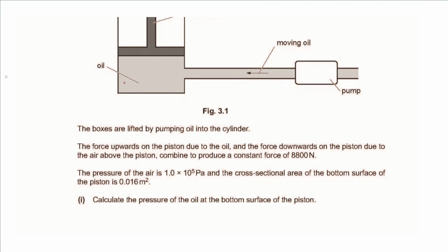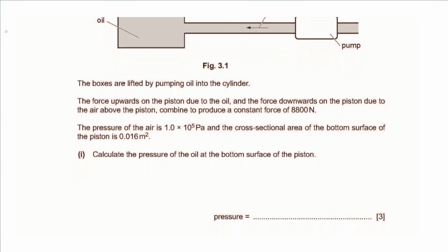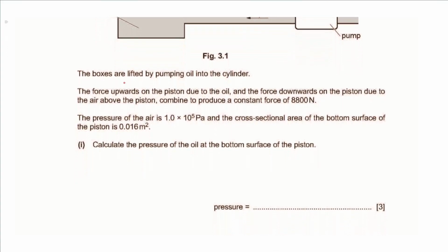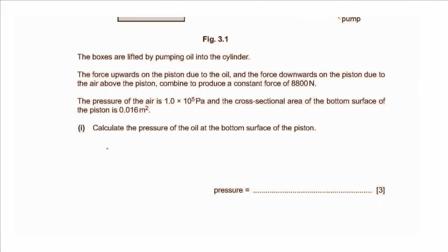The pressure of the air is 1 times 10 to the power of 5 Pascal, and the cross-section area of the bottom face of the piston is 0.016 meters squared. Calculate the pressure of the oil at the bottom surface of the piston. So we have the piston here, and there is a pressure from the top acting downwards and the pressure from the bottom acting upwards, and the resultant of these pressures is equal to the resultant pressure pushing the piston upwards.